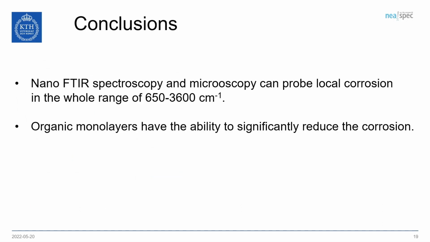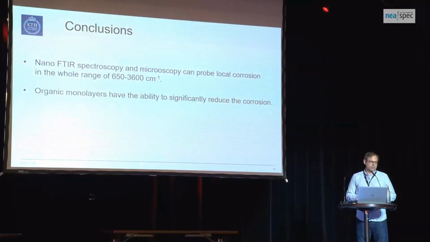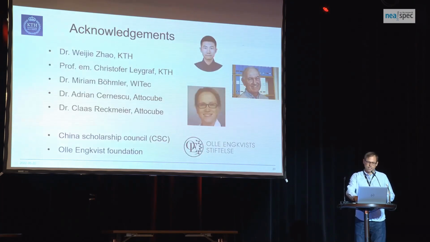So just 2 take-home messages. We were able to probe local corrosion from around 650 to 3600 wave numbers, and we also managed to use organic monolayers to protect the copper.